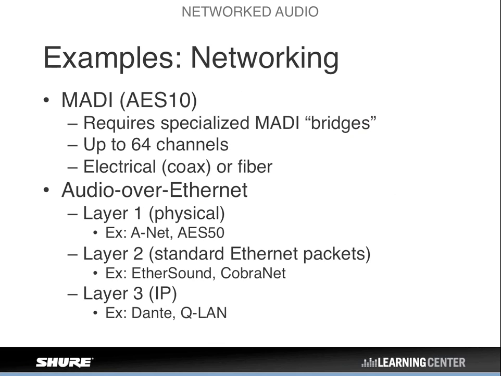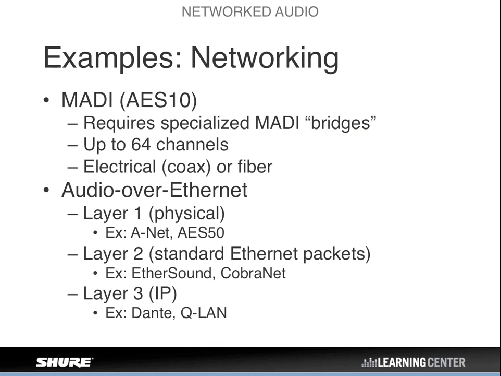But suffice it to say, some of them exist at what's called the physical layer, or layer one, which means it's audio over Ethernet only in that it uses standard Ethernet hardware, that is Cat5e or Cat6 cable and Ethernet switches, but the actual communication doesn't follow any Ethernet protocols. So things like Avion's A-Net and the AES-50 standard are physical audio over Ethernet type connections. But when you get into layer 2, you're looking at things like EtherSound and CobraNet that are actually using Ethernet protocols for the communication.